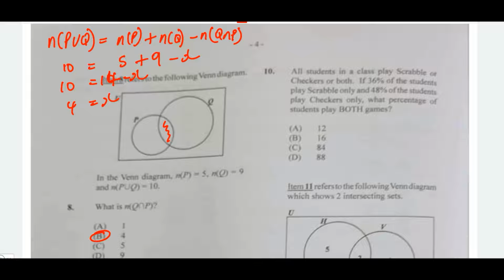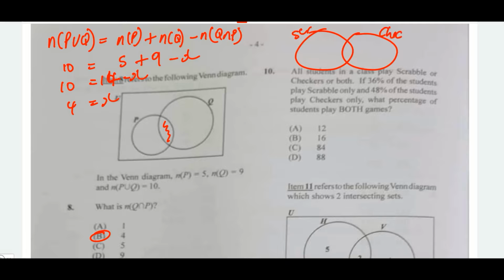Alright, so number 10: all students in the class play Scrabble or checkers or both. If 36% of the students play Scrabble only and 48% of the students play checkers only, what percentage of the students play both games? Alright, let me look at the diagram. Sets. This is Scrabble and this is checkers.